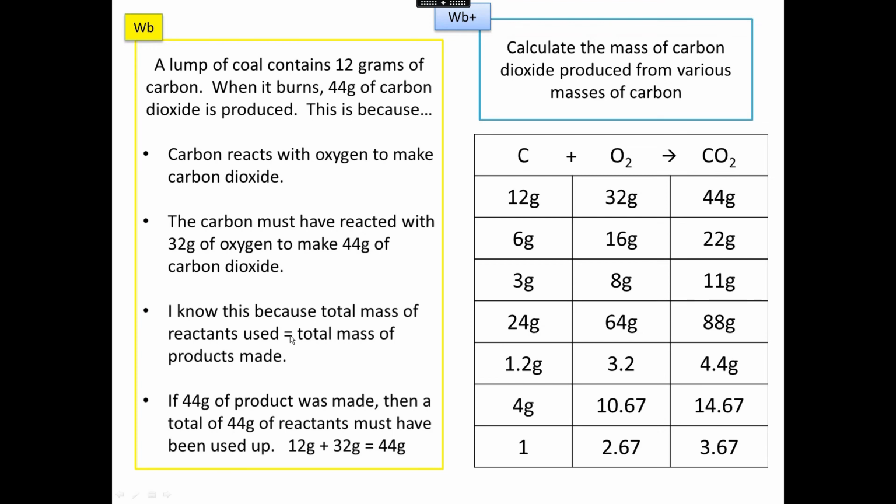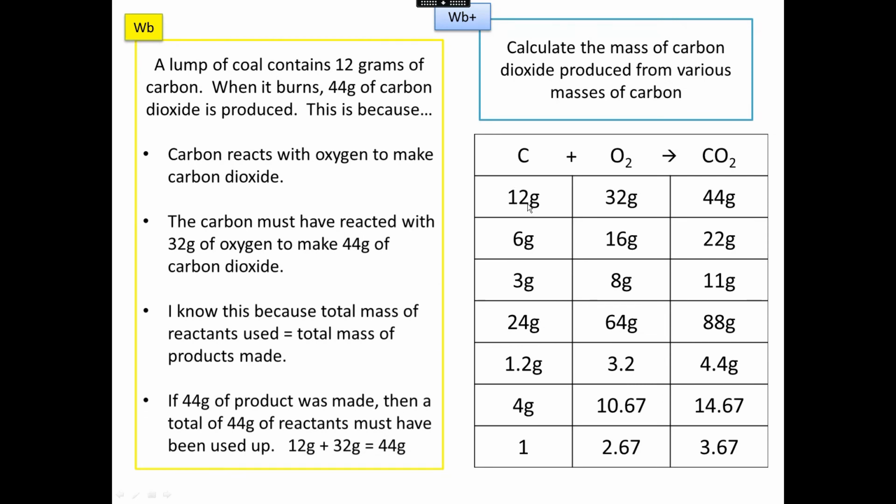I know this because total mass of reactants used equals total mass of products made. So 12 plus 32 equals 44. Then there's 44 grams of reactants and 44 grams of products. So 32 grams of oxygen must have reacted to turn 12 grams of carbon into 44 grams of carbon dioxide.